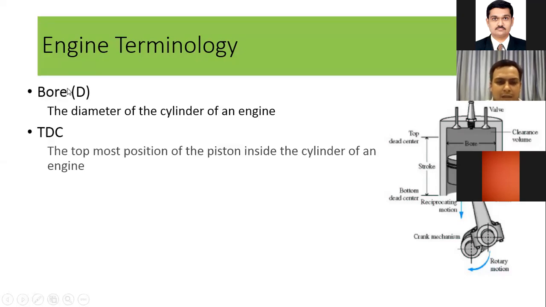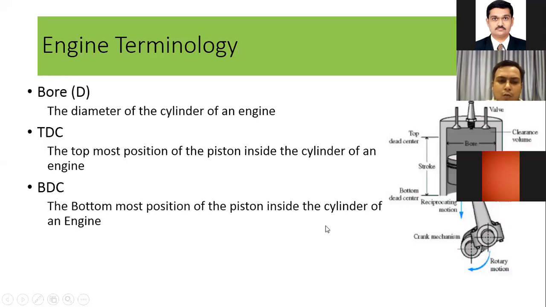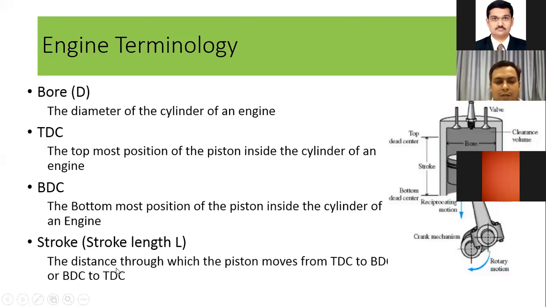Then TDC, which we discussed, the topmost position of the piston inside the cylinder of an engine is called TDC. Similarly, the lower or bottommost position is called BDC. The distance between this top dead center and bottom dead center is called the stroke length. As per the definition, the distance through which the piston moves from TDC to BDC or BDC to TDC is known as a stroke.